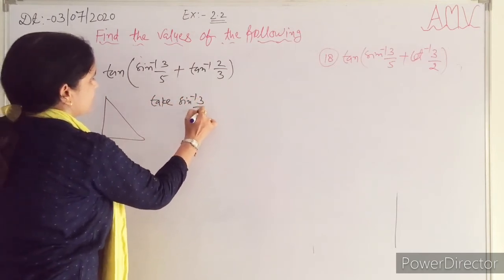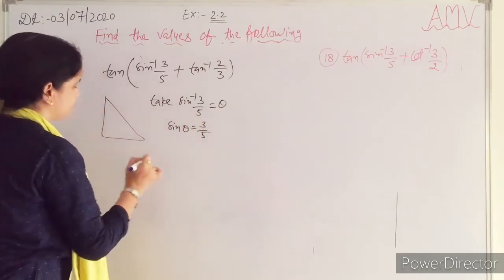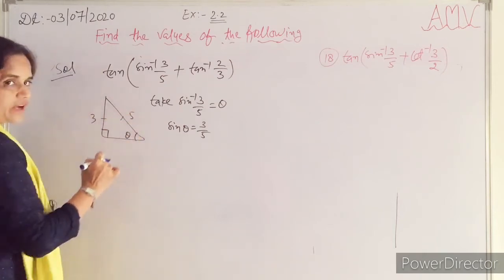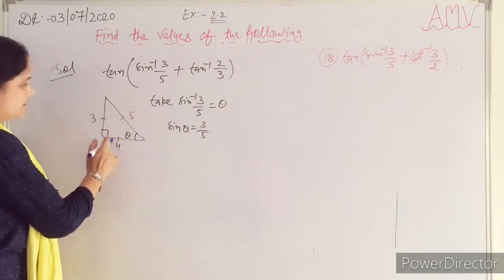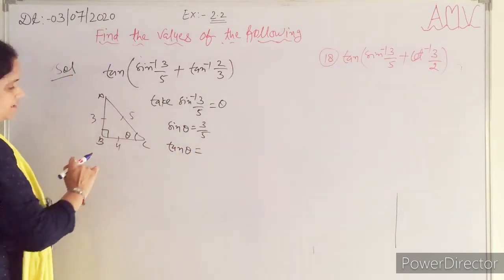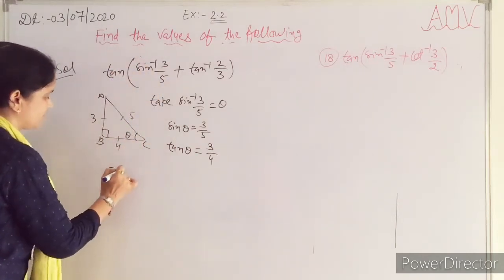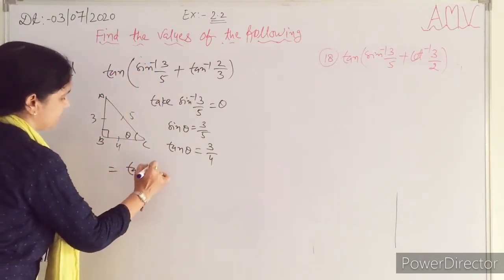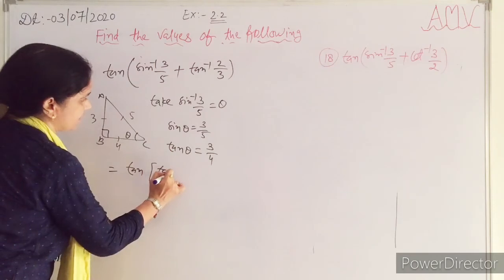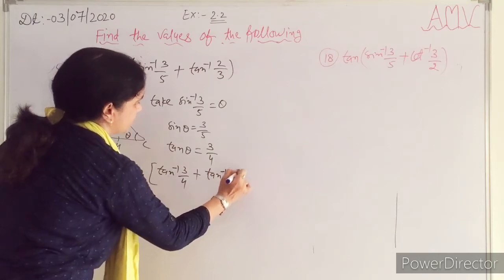sine inverse 3 by 5 is equal to theta. So sine theta is equal to, student, 3 by 5. Okay, it's theta. So it's 3 and it's 5. According to Pythagoras, we will get 4. And now from this we can find tan theta. Tan theta is 3 by 4. And now from the question, sine is converted into tan. So we will get here tan inverse 3 by 4 and tan inverse 2 by 3.